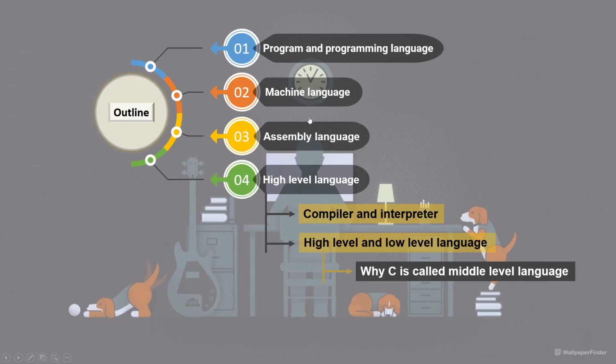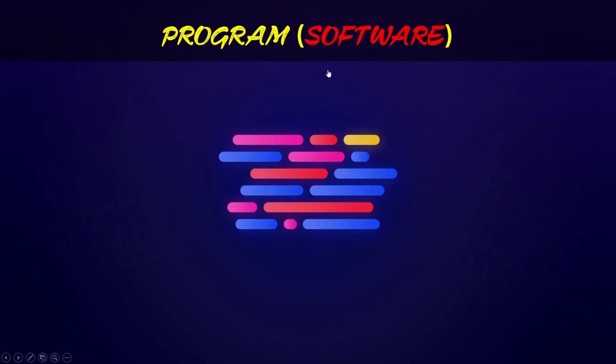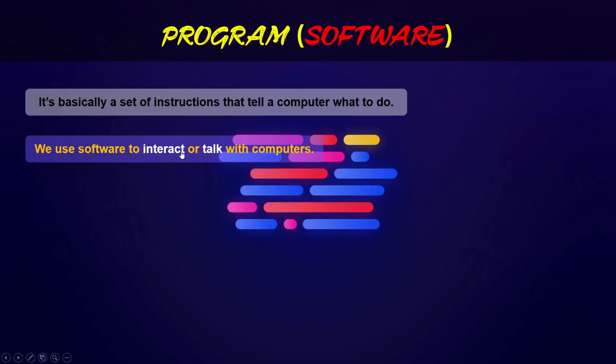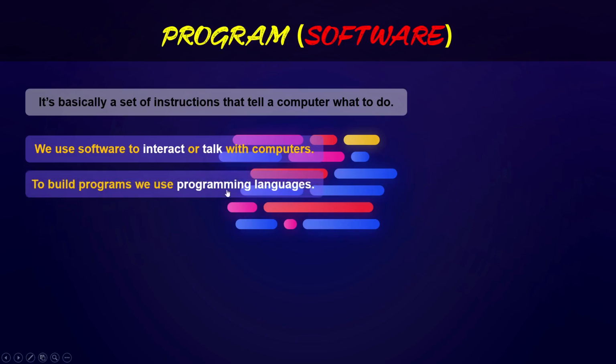First of all, let's define a program. It is also called as software. It's basically a set of instructions that tell a computer what to do. So, we use programs to interact with or to communicate with computers. To tell a computer what to do, we should use a program. And to build a program, we use programming language.